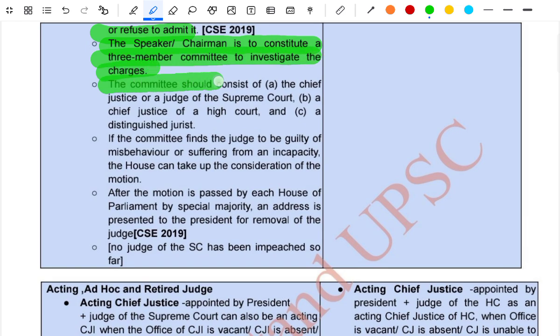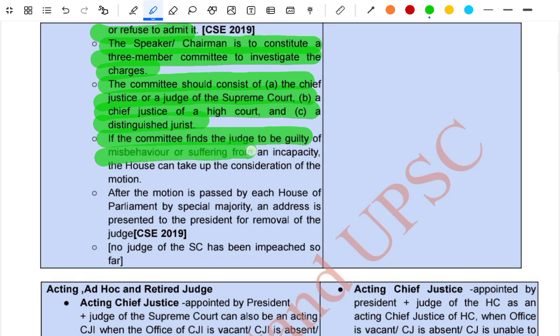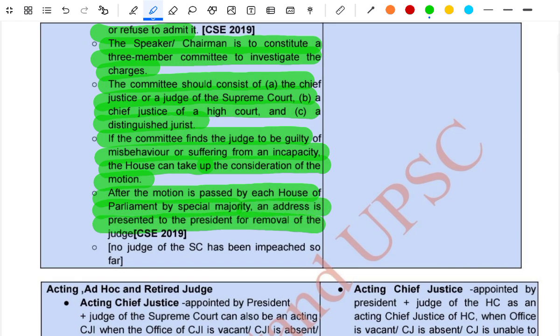The committee should consist of: A, the Chief Justice or a judge of the Supreme Court; B, a Chief Justice of a High Court; and C, a distinguished jurist. If the committee finds the judge guilty of misbehavior or suffering from incapacity, the House can take up consideration of the motion. After the motion is passed by each House of Parliament by special majority, an address is presented to the President for the removal of the judge. No judge of the Supreme Court has been impeached so far.